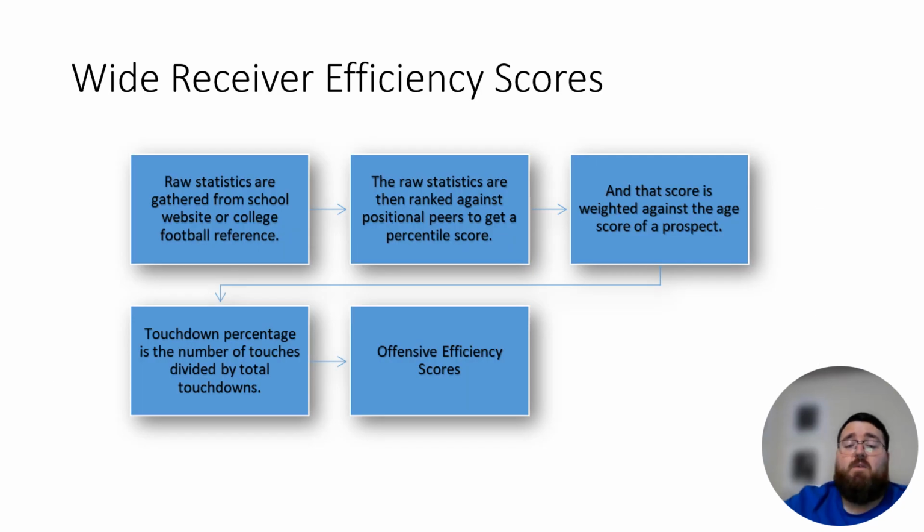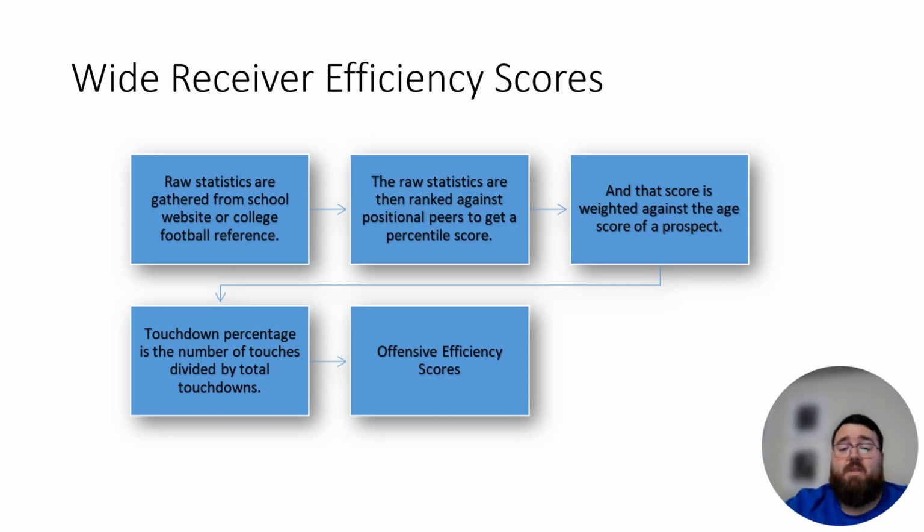Taking a look at all those numbers, we also have to look at his efficiency scores. Efficiency scores are how efficient he was with the football in his hands. You take raw statistics again from a school website or college football reference. You rank them against positional peers, and that score is weighted against the age score of a prospect. Touchdown percentage is the number of touches divided by total touchdowns. And then all that stuff becomes offensive efficiency scores.